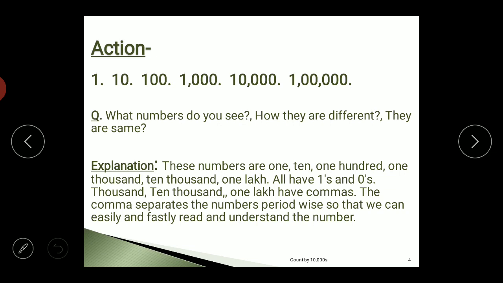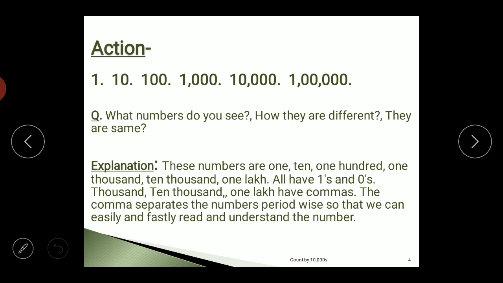In 1 lakh there are 5 zeros and 1 one, so there are 2 commas. It is very important to know why there are 2 commas. As we know, in the ones period there are 3 digits. We put the first comma 3 digits from the behind, and the second comma after two digits from the first comma. So in the place value chart there is one at the 1 lakh place followed by 5 zeros, so the number is 1 lakh.